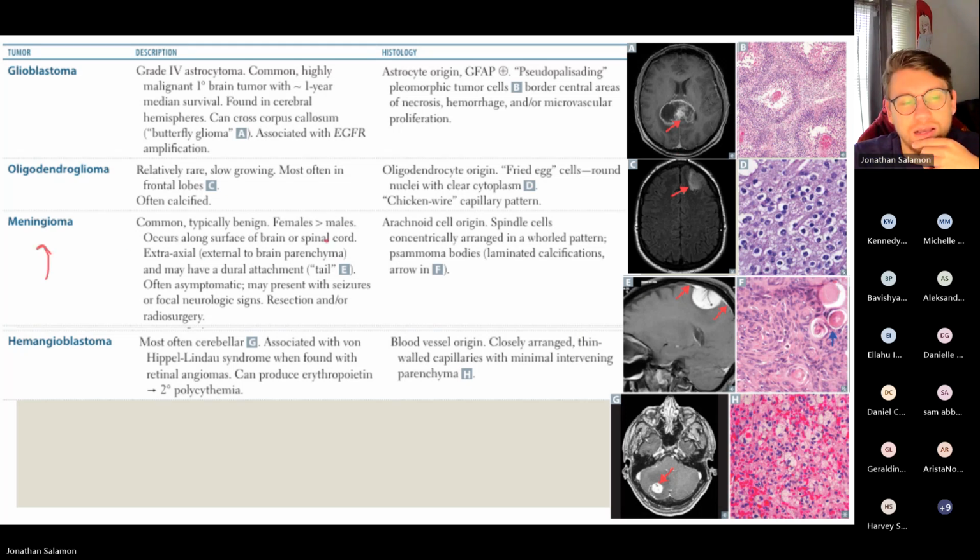Meningiomas, right? Again, you'll see this. It'll be like a tumor in the meninges. The big thing they like to talk about is the laminated calcifications. Super high yield. Know that they come from the arachnoid cells, but very often they'll be looking for the laminated calcifications. Know this picture.